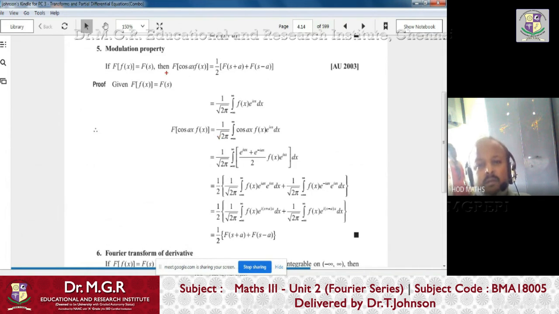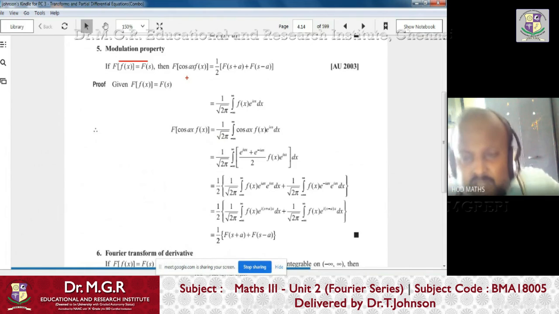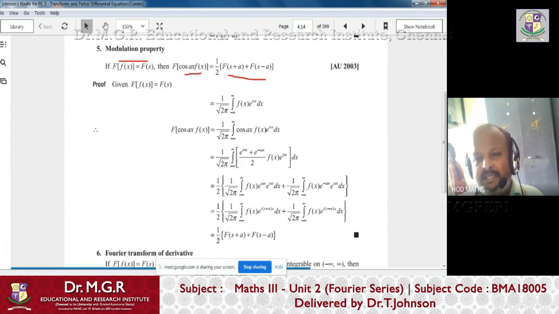So what does this modulation property tell? Instead of multiplying an exponential function, if I multiply a cos ax with my original function f of x, then what will be the representation? The representation says it is 1 by 2, F of s plus a and F of s minus a. How is it? Very simple proof, right?